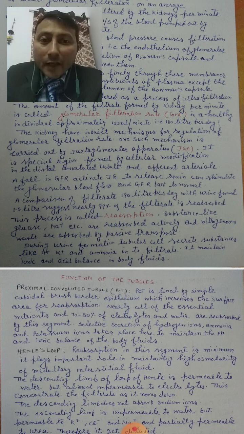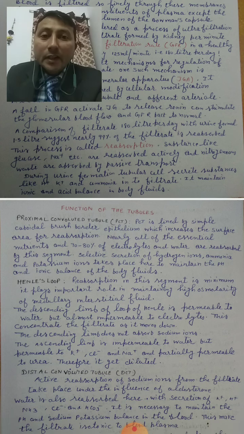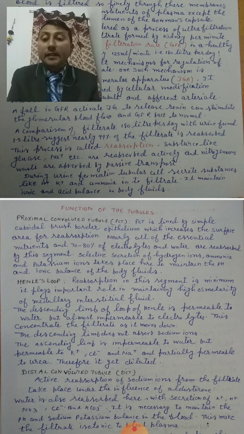A comparison of filtrate, 180 liter per day, with urine formed, 1.5 liter, suggests nearly 99% of the filtrate is reabsorbed, and this is called reabsorption. Important substances like glucose, Na plus ions and so on are reabsorbed actively, and the nitrogenous wastes are absorbed by passive transport. During urine formation, tubular cells secrete substances like hydrogen ion, K plus ion and ammonia into the filtrate. It maintains the ionic and acid balance in the body fluids. So this is a very important step when we talk about the formation of urine.